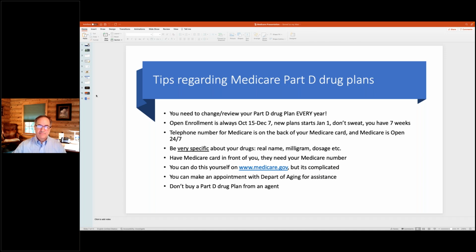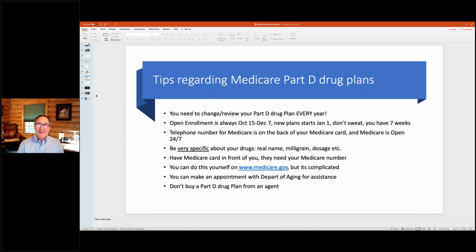Call up Medicare. The open enrollment, as I said, is always between October 15th and December 7th, and the new plans always begin January 1. And you'll notice here, I say don't sweat. You've got 7 weeks. All hell breaks loose at the beginning of October. People are calling Medicare day and night, trying to get this done immediately. You've got 7 weeks. In my opinion, you should just call somewhere between the first, second, or third week of November and get it done then, because your new plans don't begin till January 1 anyway.